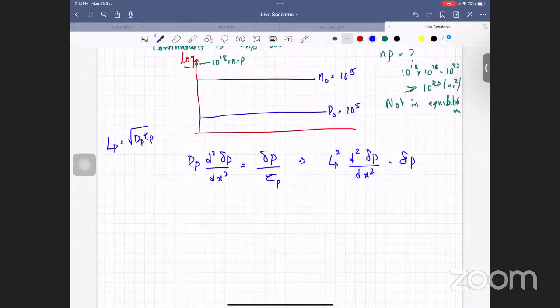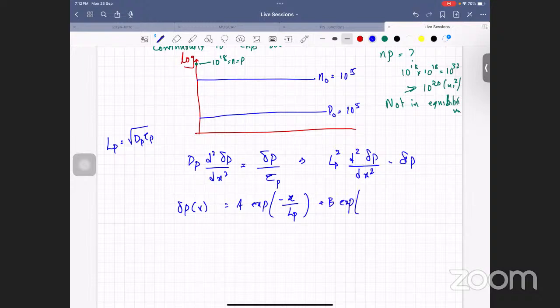All right. So basically, the solution is going to be some kind of a second order differential equation. So we can guess delta p of x is going to be a times exponential minus x by Lp plus b times exponential x by Lp. This is going to be the differential equation solution. First of all, this is a guess solution.